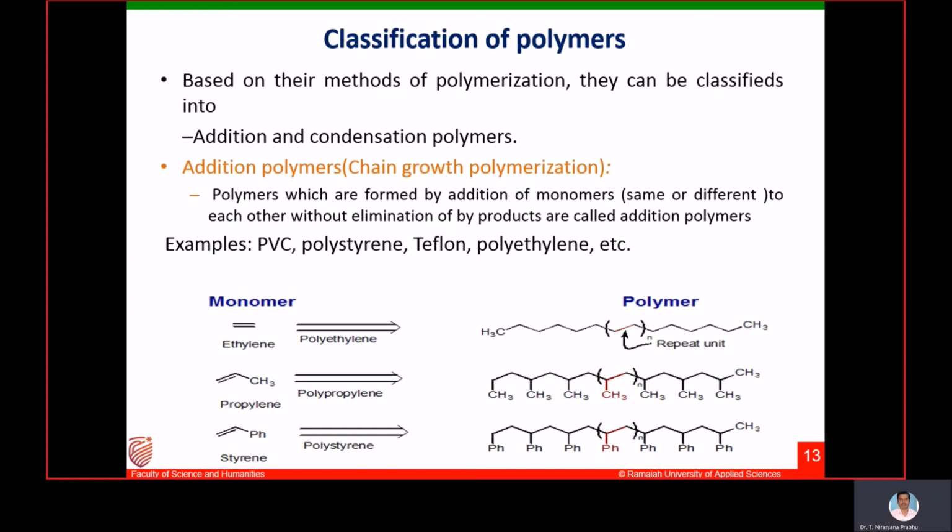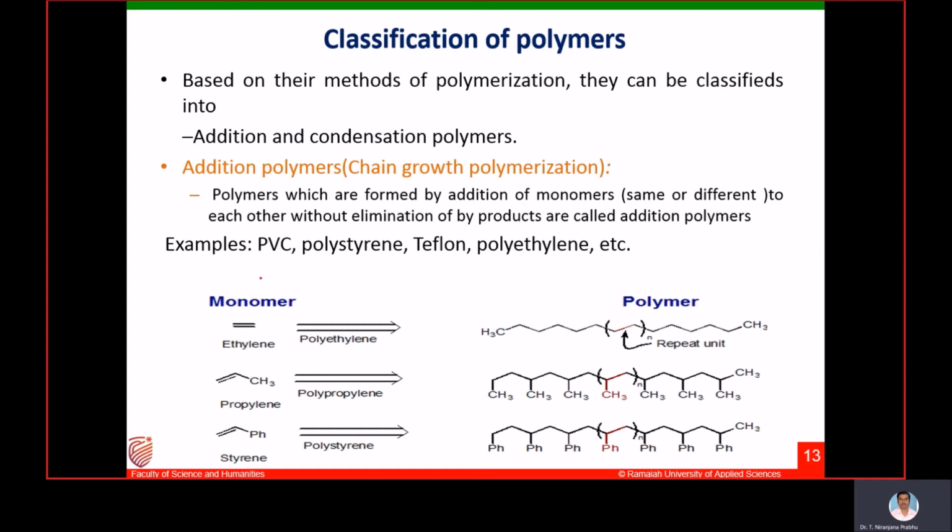Based on mode of polymerization, how we polymerize, we can classify these polymers as addition polymers and condensation polymers. What are addition polymers? Polymers which are formed by addition of monomers to each other without elimination of byproducts are called addition polymers. Polymers can be of the same monomer or different monomers, but simple addition takes place to each other.